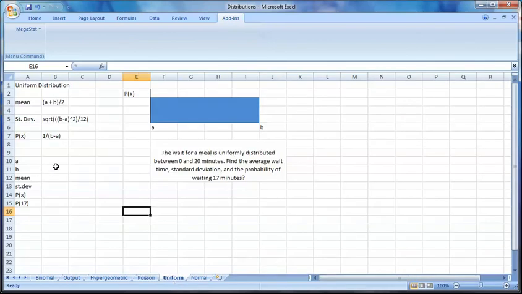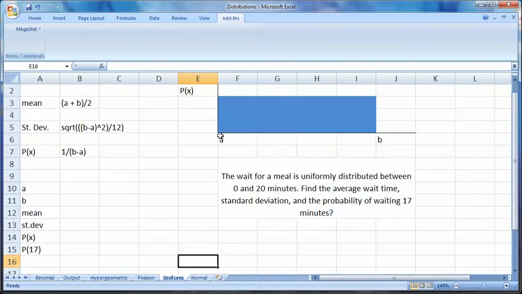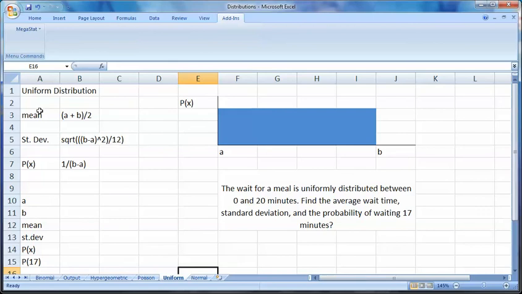All right, now on to the uniform distributions. The uniform distribution is exactly that. It looks like a box. Fairly simple, fairly easy, where we have a starting point and an end point. These are the equations that we're going to be using. The mean is a plus b divided by 2. Standard deviation is the square root of (b minus a) squared divided by 12. 12 is a constant in this case. It's always used at this point. And then the probability is 1 divided by (b minus a).